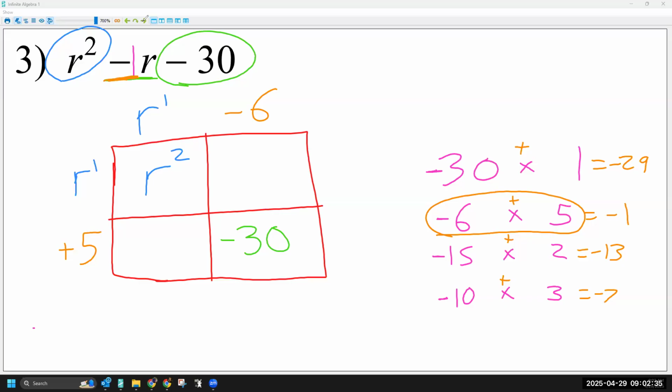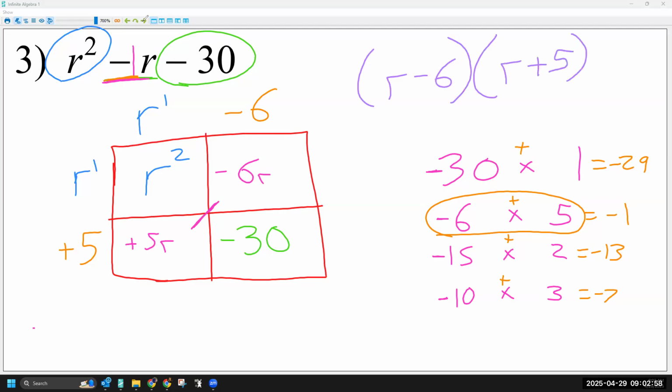So if I finish the inside of my box, negative 6 times r, negative 6r, positive 5 times r, positive 5r. And yes, those would combine to make that. So my answer, r minus 6, r plus 5. Pause there. Let you try number 4. See if you can do number 4 all the way.